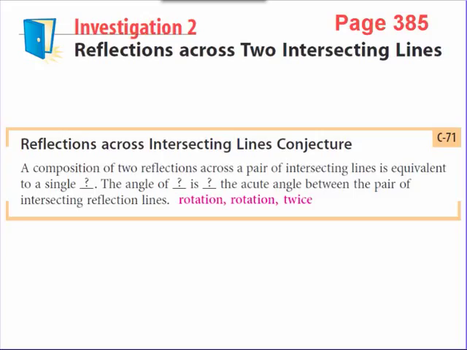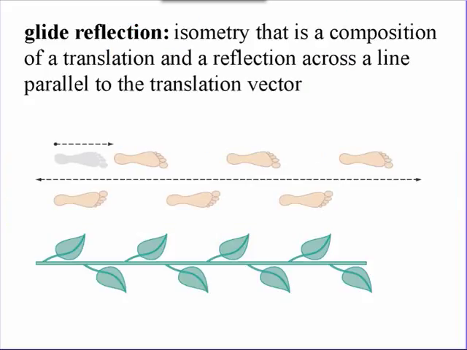Okay, so the very last thing we're going to talk about today is a glide reflection. A glide reflection is an isometry that is a composition of a translation and a reflection across a line parallel to the translation vector. So here are examples of glide reflections. Notice first you have the feet. That is a glide reflection because it's a translation and a reflection. Next we have the vine. It's a translation and a reflection combined together. And we call that a glide reflection.